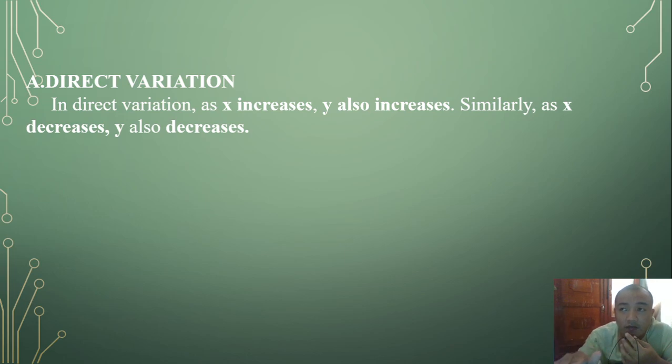So in that table of values, as x increases, y also increases. So that's an example of a direct variation. Or as x decreases, y also decreases. Example, 10, 9, 8, 7, 6, 5, 4, 3, 2, 1 for x. Yun naman y, 20, 18, 16, 14, 12, etc. So in that case, as x decreases, y also decreases. That's an example of a direct variation.